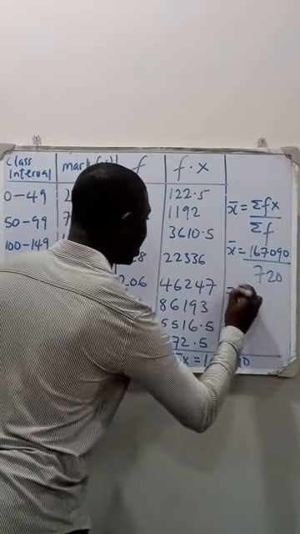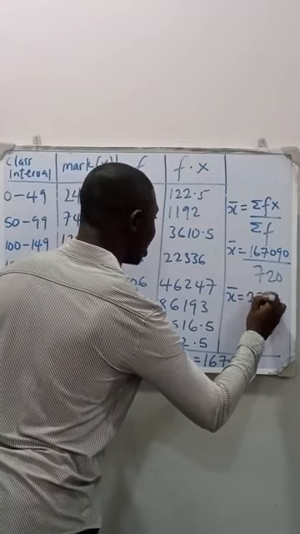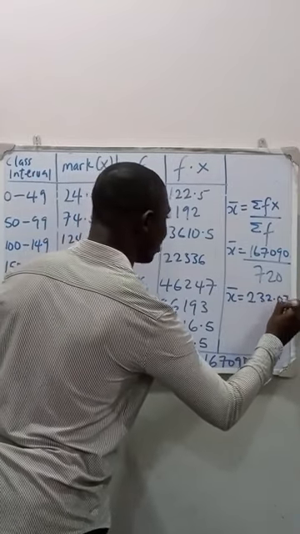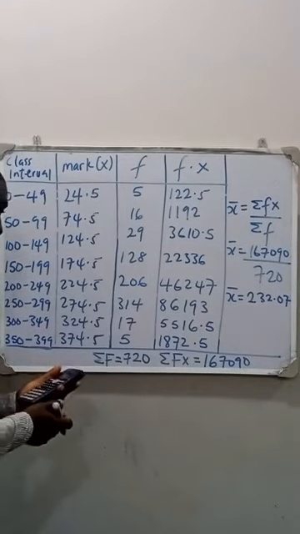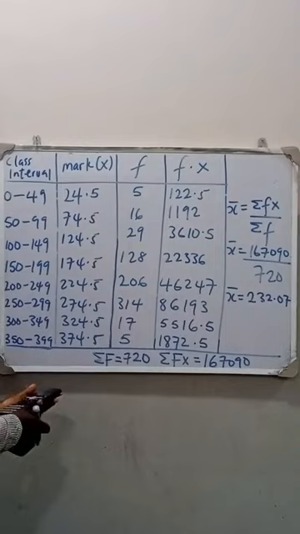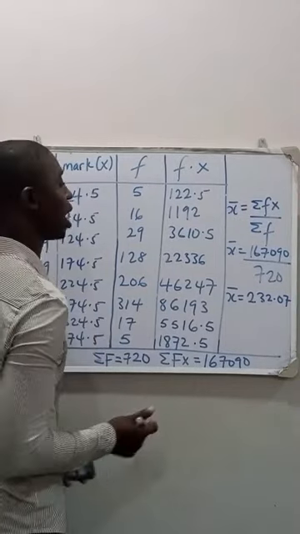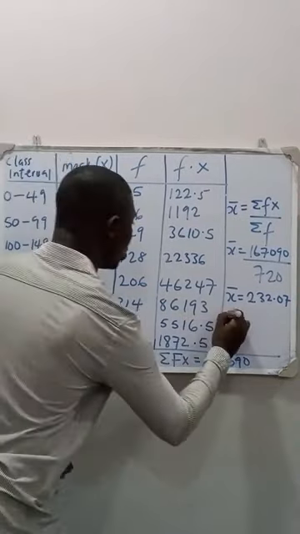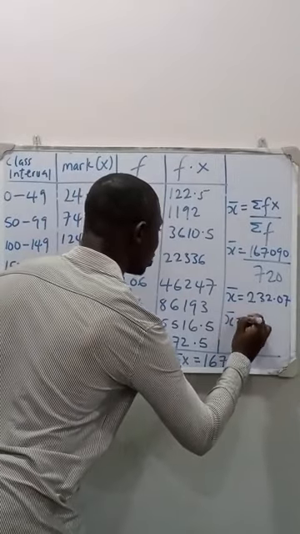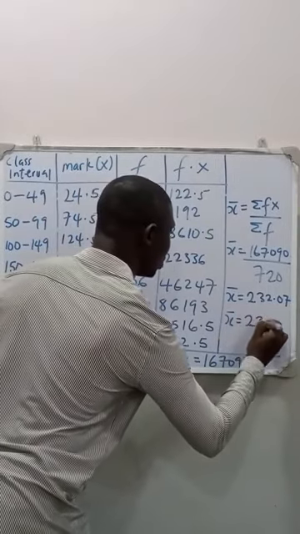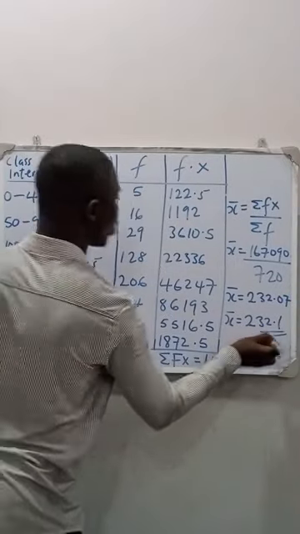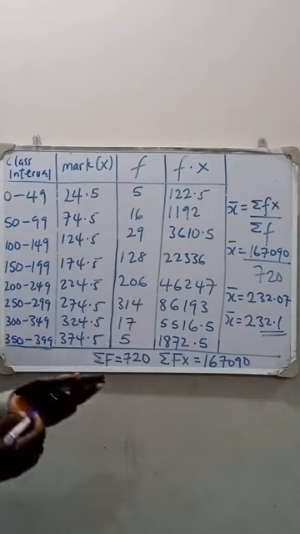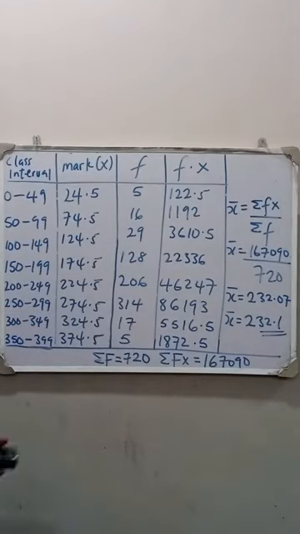232. Okay, we can approximate. This will give us 232.07. So it is approximately 232 to the nearest whole number, or the mean equals 232.1 to 1 decimal place. This is how we calculate the mean from a group frequency table.